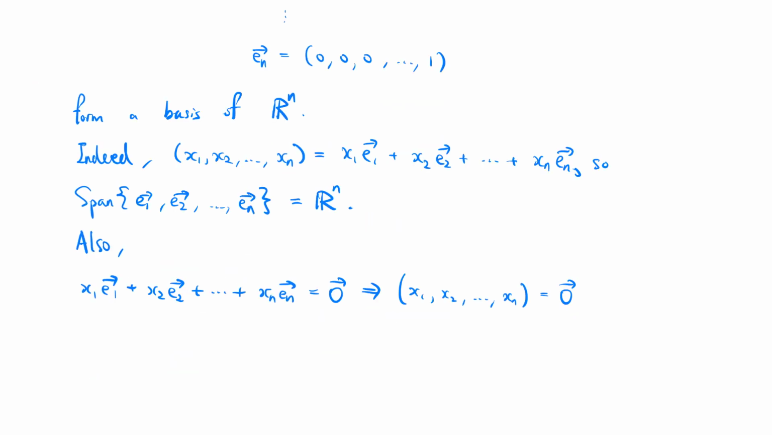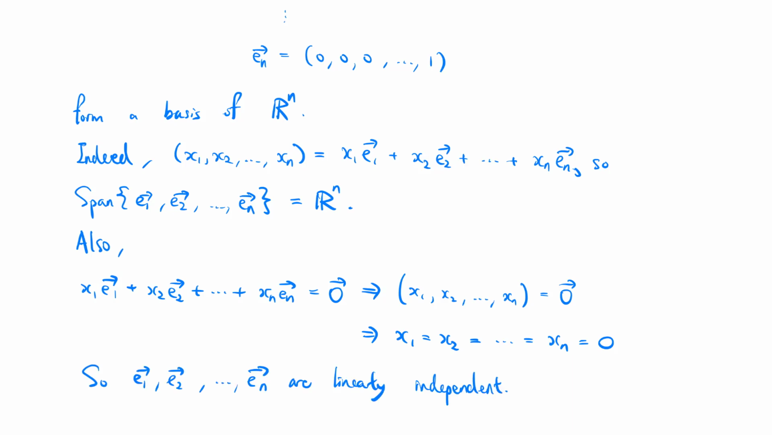Also, x1 times e1 plus x2 times e2 plus up to xn times en equals the zero vector implies that the vector (x1, x2 up to xn) equals 0, which means that the components x1, x2 up to xn are all 0. So, e1, e2 up to en are linearly independent.